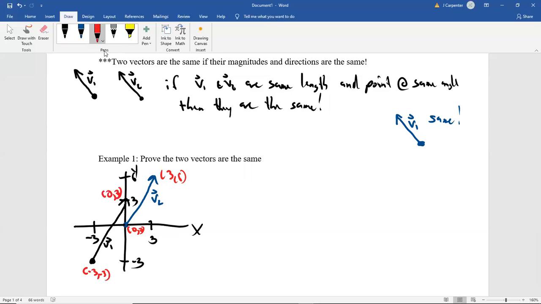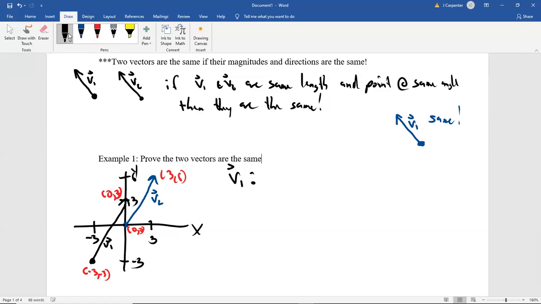So to prove that these two vectors are the same, we need to prove that they have the same length and that they have the same direction, the same angle, the same slope, maybe. Since we just mentioned parallel lines have equal slope. That would be a great way of doing this. All right, so for vector 1, I wish I'd done this in blue and red, but that's okay.